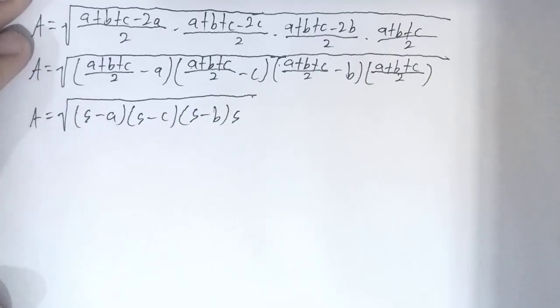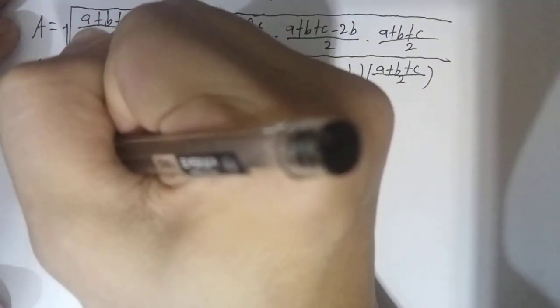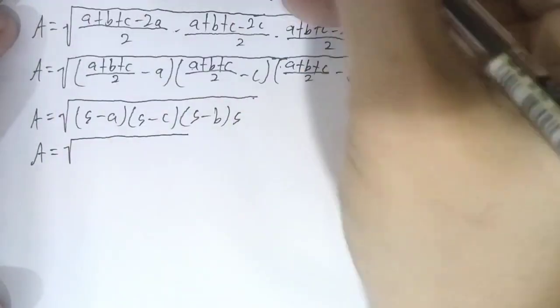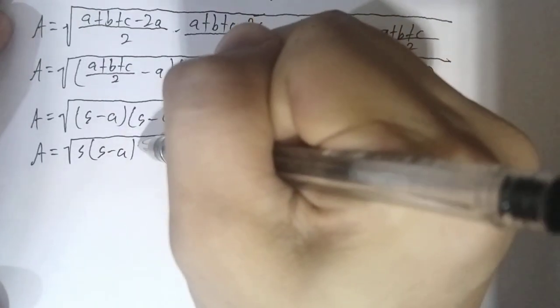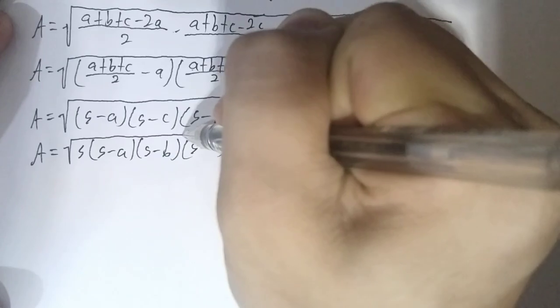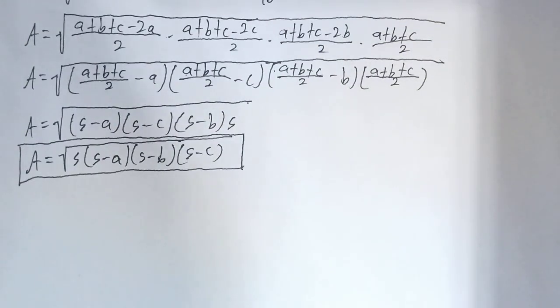And then just apply some commutativity. Rearrange this as the square root of S multiplied by quantity S minus A multiplied by quantity S minus B multiplied by quantity S minus C. Finally, we've expressed the area of a triangle in terms of its side lengths and its semi-perimeter, and hence rederiving Heron's formula. And with that, we are now done.